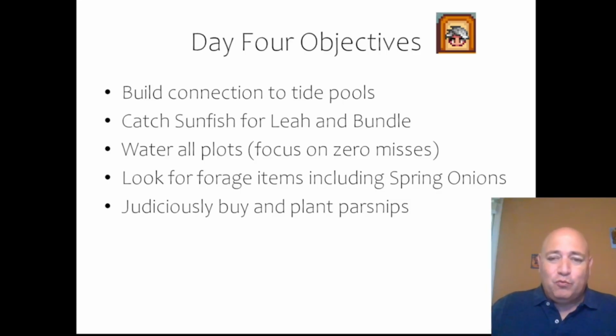we want to be able to use those 300 wood to make that connection to the tide pools. We want to catch a sunfish, certainly for Leah, because that one's time sensitive. But if we can get another one for the bundle, that'd be great too. We want to water all plots, and we want to sort of focus on not missing any. And we want to look at forage items, including spring onions, even if it means walking a little more. And where we have some extra cash, convert that cash to parsnips and plant them. So that's what we got going on for objectives for day 4. Av, it is over to you.